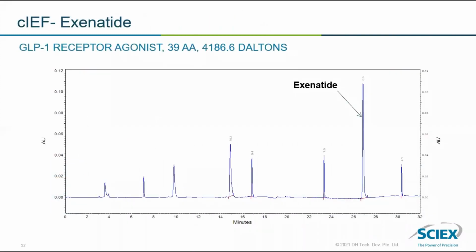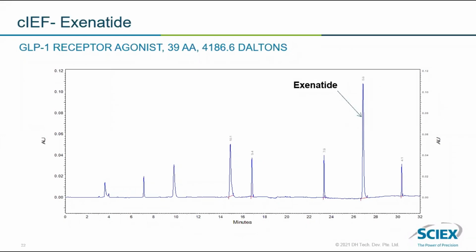This is one of the classical examples of PI determination of exenatide. I think this molecule does not need any introduction. This is a very famous molecule, and exenatide is a GLP-1 receptor agonist. It contains 39 amino acids, and the size you can see here is close to 4,000 Da.